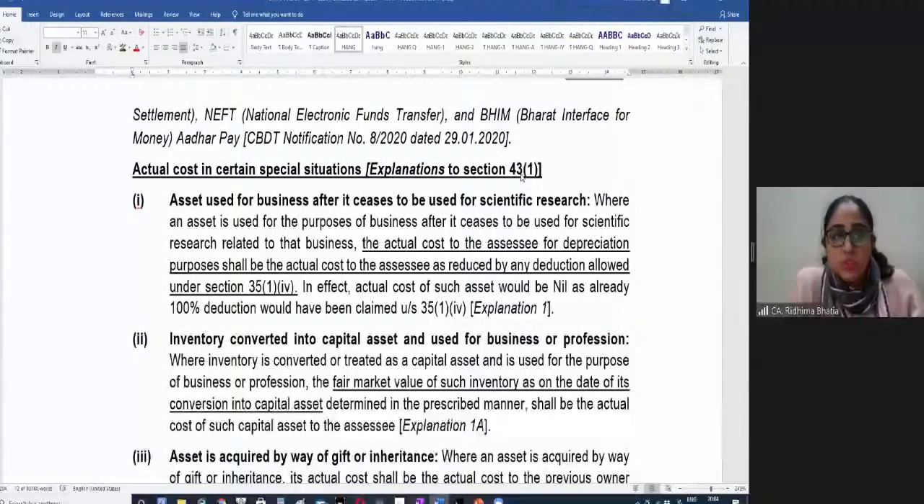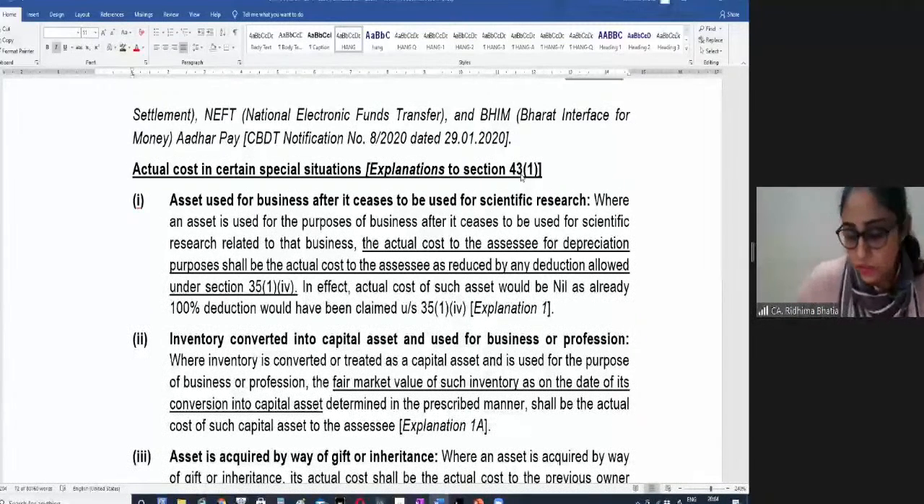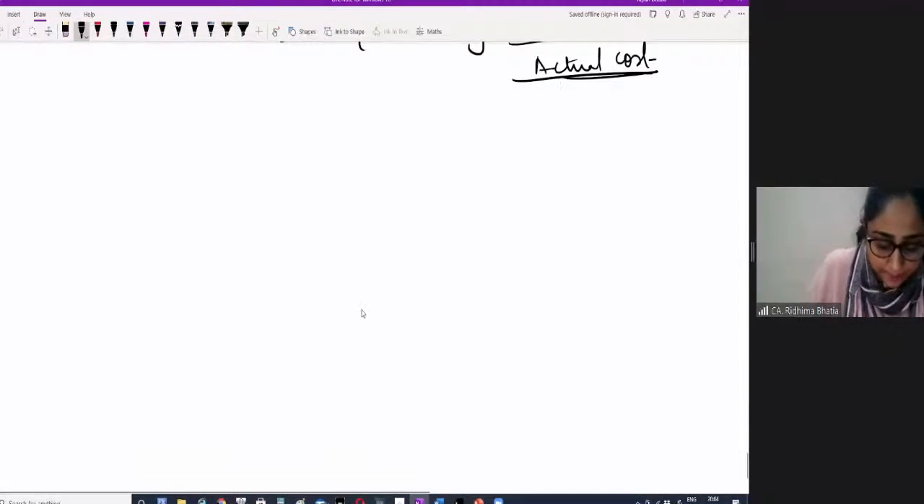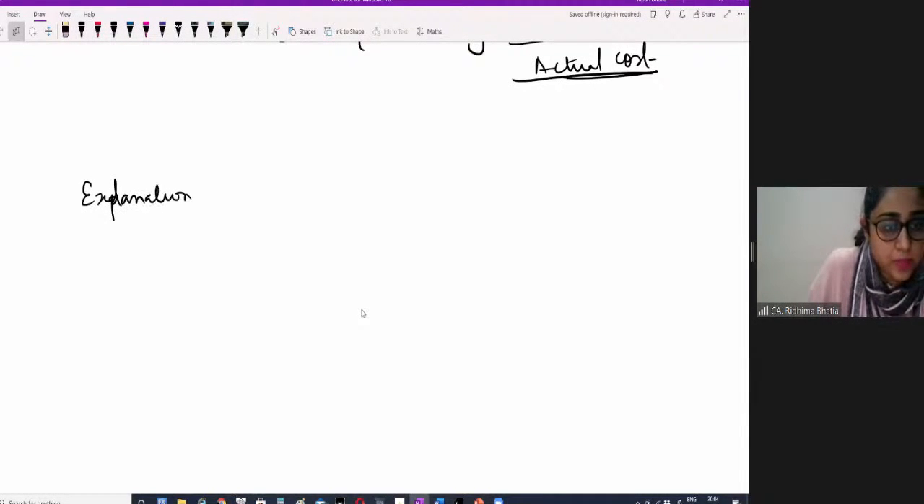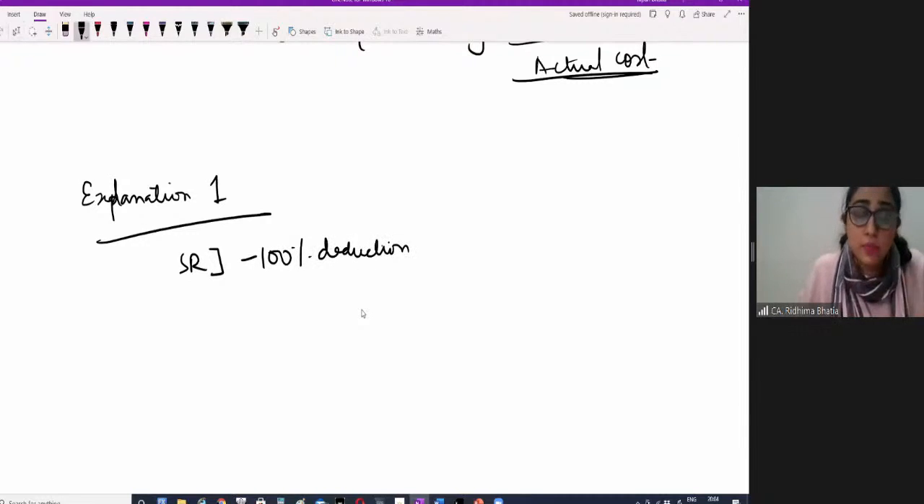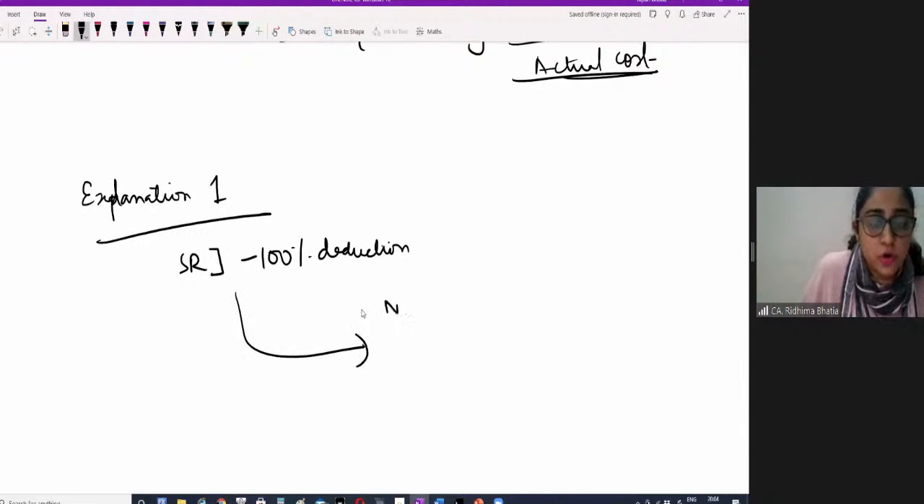If an asset is used for scientific research and then it is brought to business. Now, in the section on scientific research, you will understand that any asset used for scientific research gets 100% deduction. That means you have claimed 100% deduction of cost in your profits. Now you have brought it into normal business.